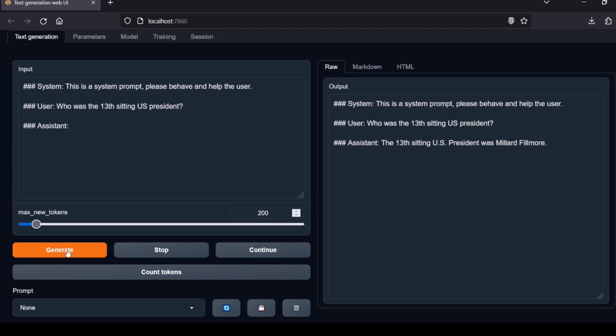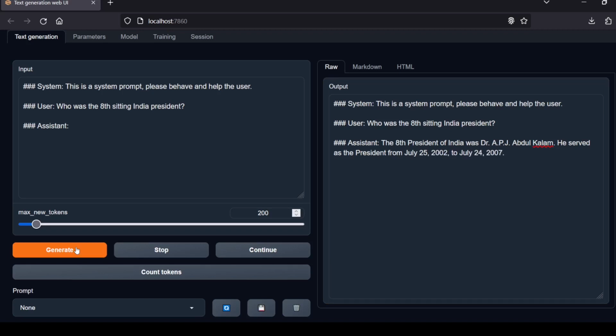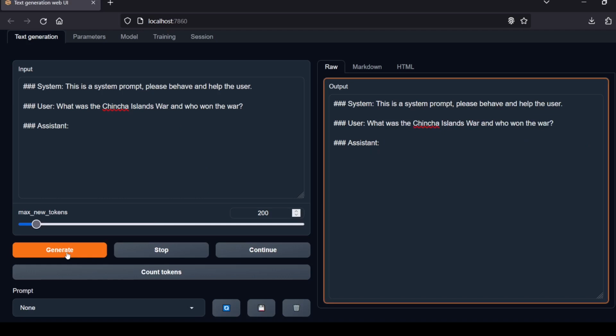Seems to have some knowledge of U.S. presidential history in there too. Local lab rating, pass. Next question: who was the 8th sitting India president? The model's response is incorrect. The 8th president of India was actually Ramaswamy Venkataraman, who served from 1987 to 1992. Local lab rating, fail.